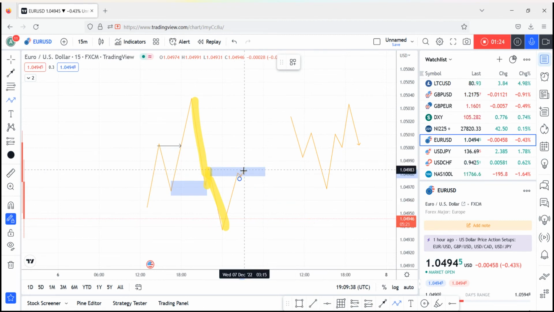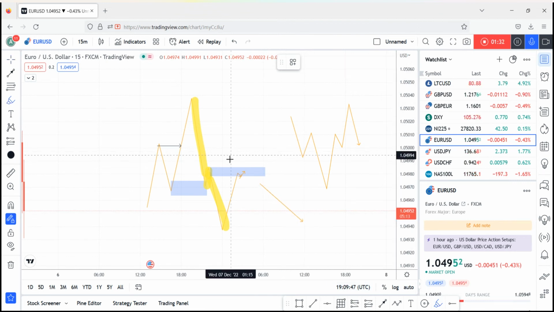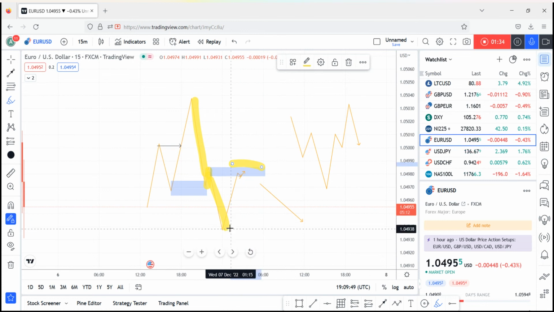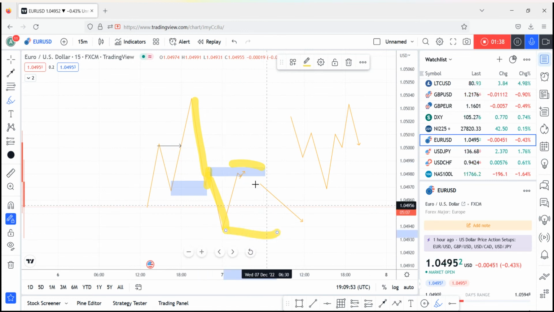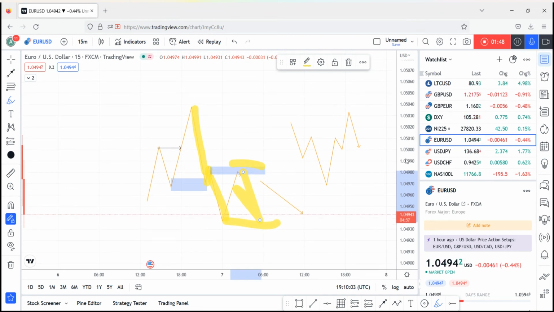Just set your stop loss just above this zone and target this week low, right? So this is how the flip entry works. This is a very simple concept, you only have to see it on the live chart, right? And take profits.